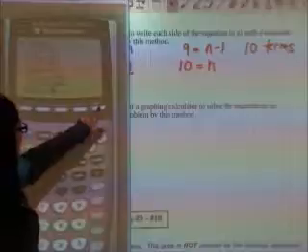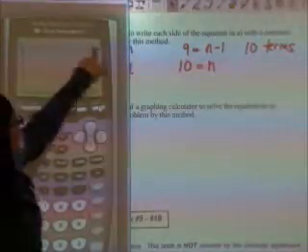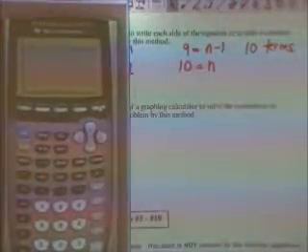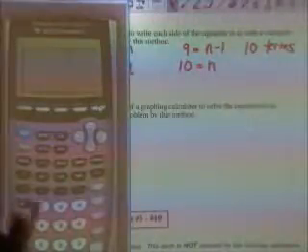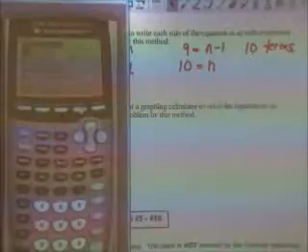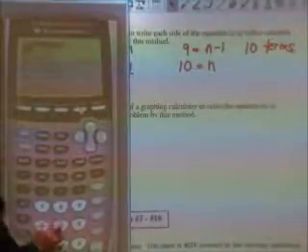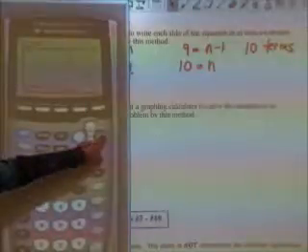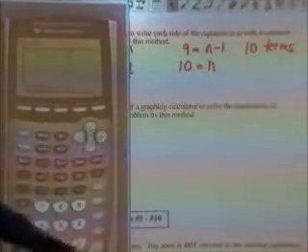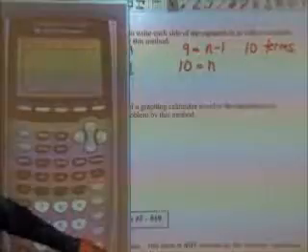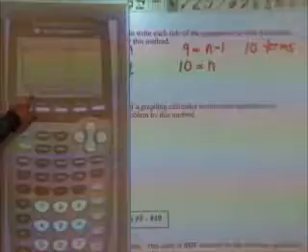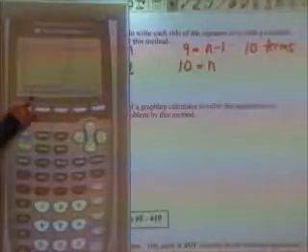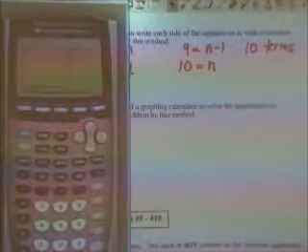And then if I press graph, there's my 512 line. And there's my 2 to the power of n minus 1. And then what I want to find is the intersection. So that's second calc and intersect. Then I'll scroll close to that intersection point, press enter 3 times, and then I get the intersection. And there's my x equals 10. So that's the other way that I can find this.